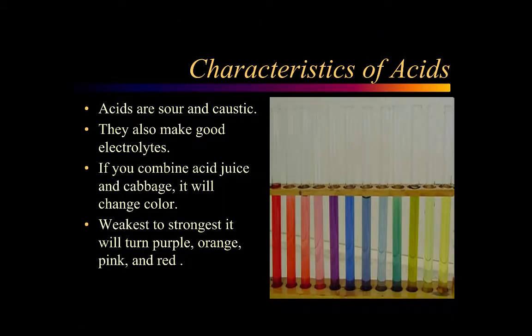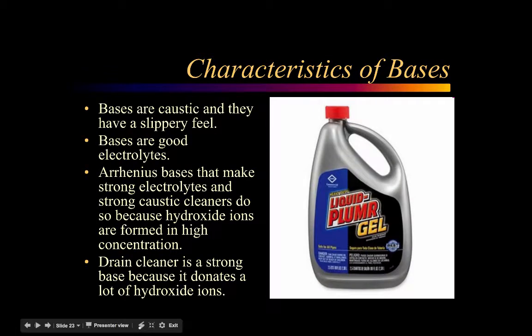All right. So let's go ahead and talk about a specific type of solution. Now we're going to look at acids and bases. In your lesson or in your unit, you learned that acids are sour and caustic. They are actually really good electrolytes. And if you combine them with cabbage juice, they're going to change color. They turn a really bright red for the strongest acid, and then a purplish color for a little bit weaker acid.